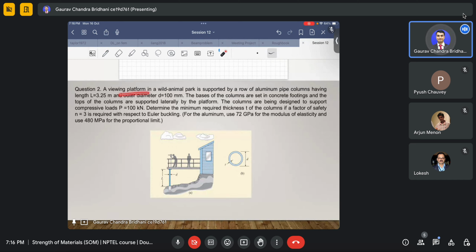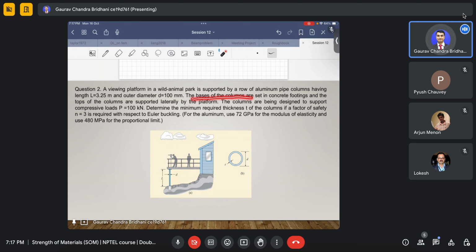A viewing platform in a wild animal park is supported by a row of aluminum pipe columns having a length of 3.2 meters and the outer diameter of this. So you can see that there is a column which is supporting this cantilever part of the viewing platform, and there is a row of columns. There are different columns in this direction. So there are many columns there.